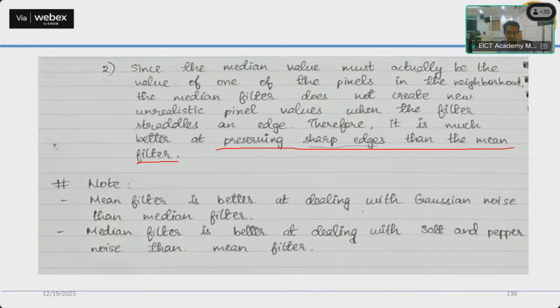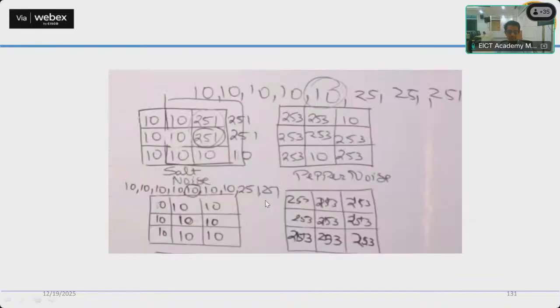Mean filter is better at dealing with Gaussian noise, etc. The median filter is better at dealing with salt and pepper noise. So this is an example where salt noise is given. What do you mean by salt noise? Salt and pepper means salt is the white value, pepper is the black value. These values are given, and in between, if you take the median, it is able to recover the correct figure.